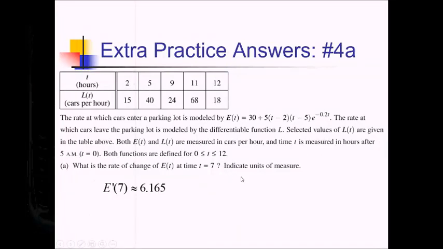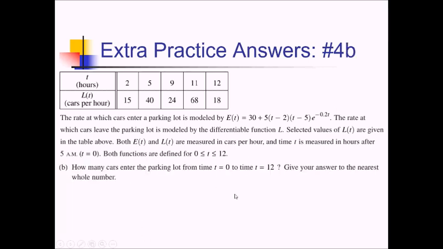And what did we just actually do? What are the units of measure here? Well, E of t itself was the rate at which cars were entering the parking lot. And this was measured in, they said, cars per hour. So if I take the derivative of cars per hour with respect to time, I'm basically dividing cars per hour by hours. So that's going to give me cars per hour squared.